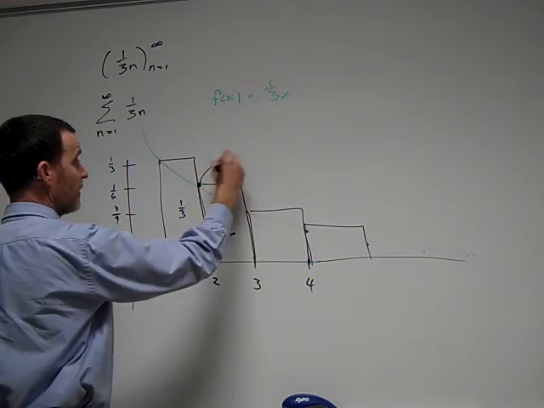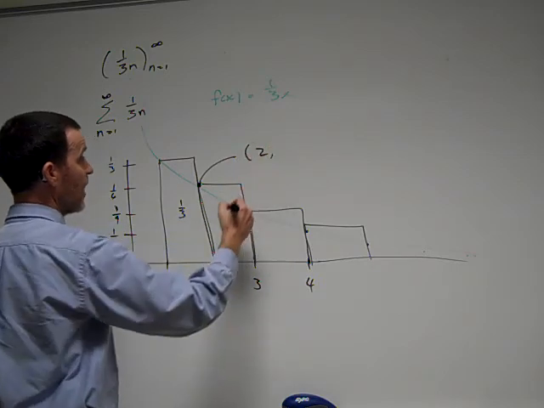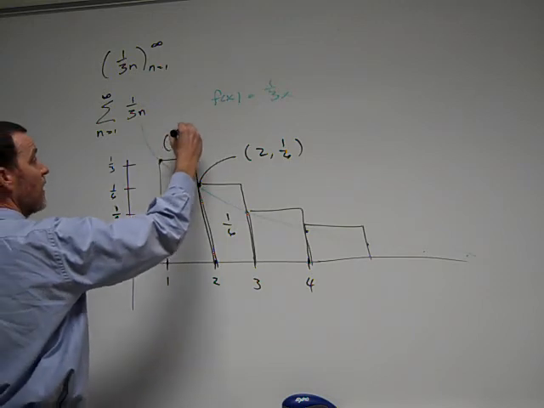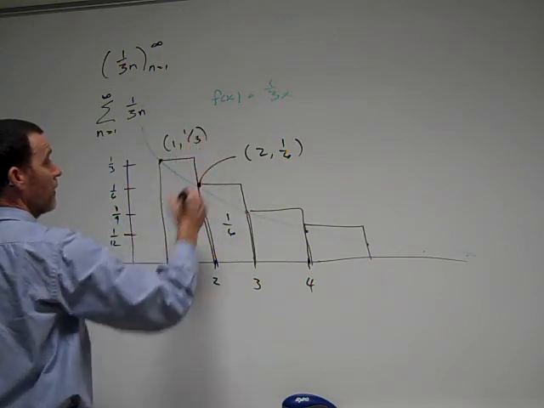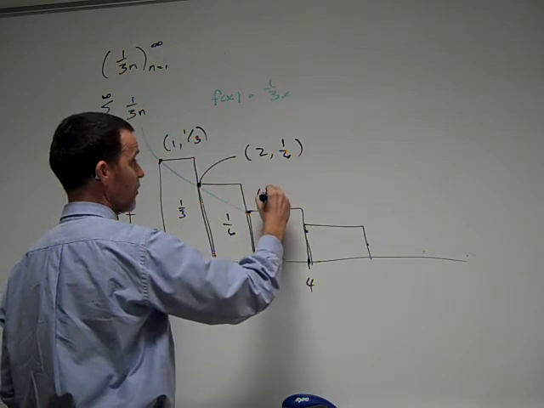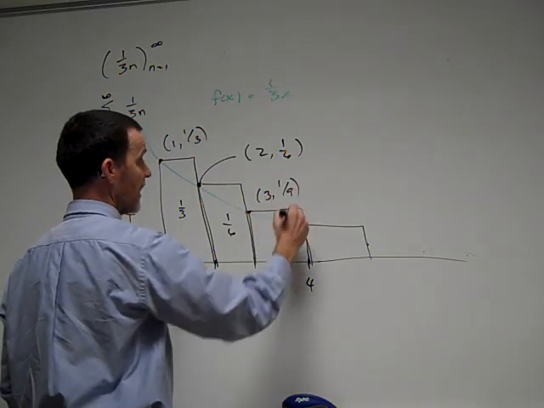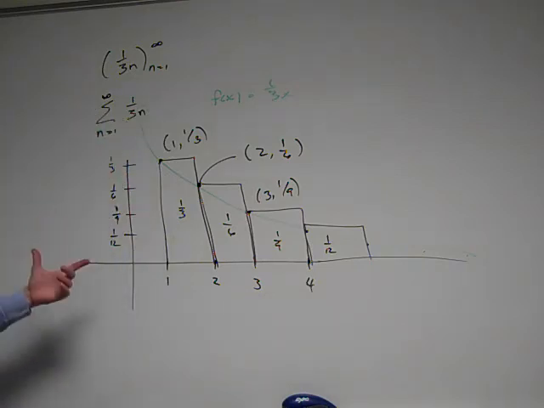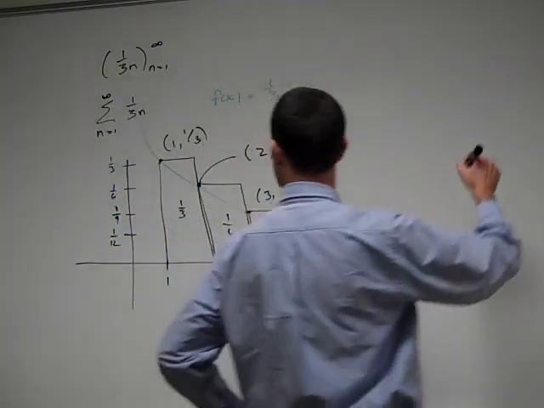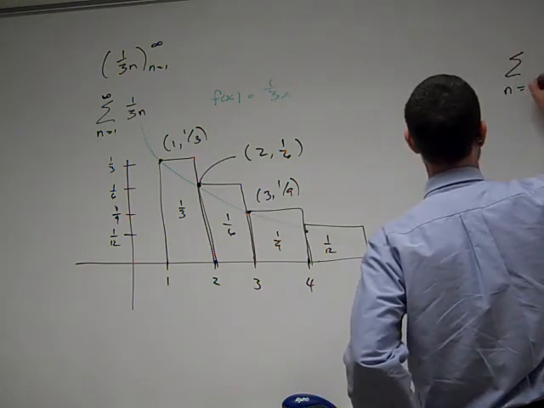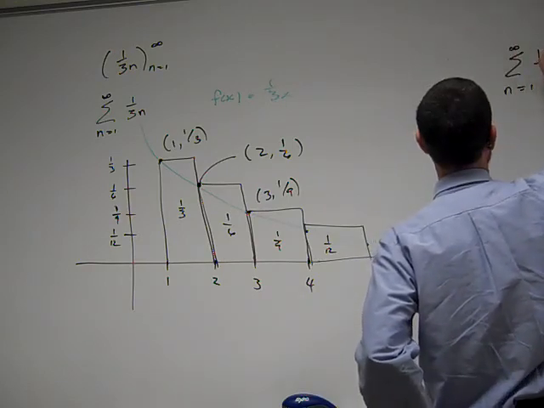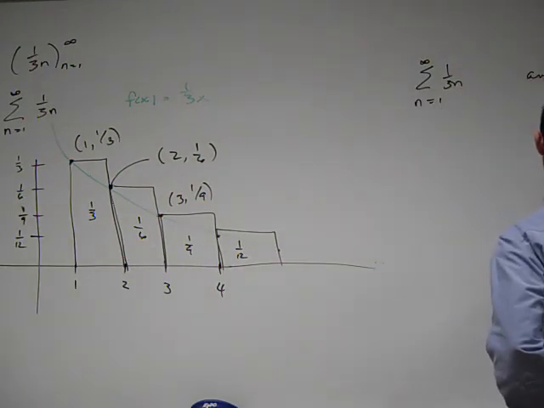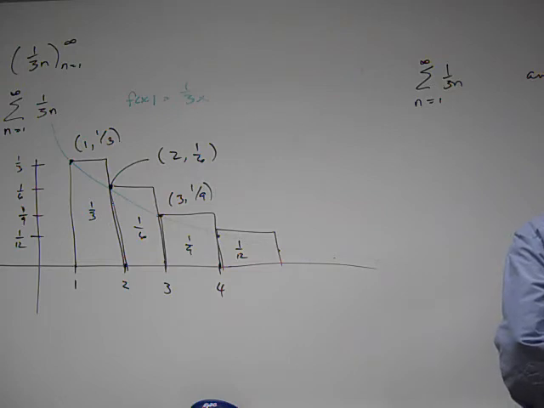Because this point is the point 2, 1/6. This point is the point 1, 1/3. This point is 3, 1/9. So this one's 1/9 and this one's 1/12, right? So what can you tell me about the relationship between the sum and the integral from 1 to infinity of 1 over 3x dx?